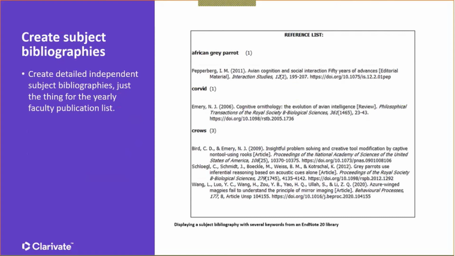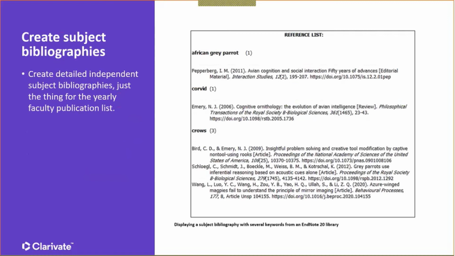This is something that's, I would say, probably most useful, as we see here, mentioned on the left. If you were required to generate a yearly faculty publication list for your subject bibliography process, you would choose the author field in that regard, in which case EndNote would show you a list of references pertaining to each author that's found within a particular EndNote library. The example that we see here on the screen is a subject bibliography related to several keywords that are found within a particular EndNote library's keywords field.